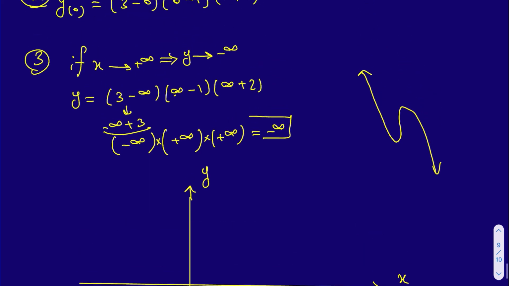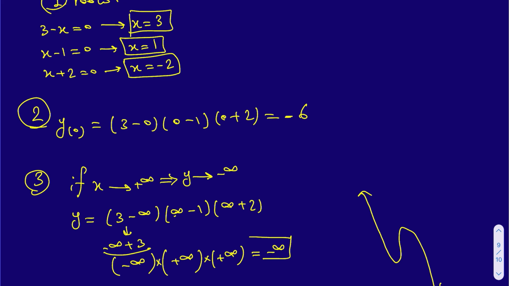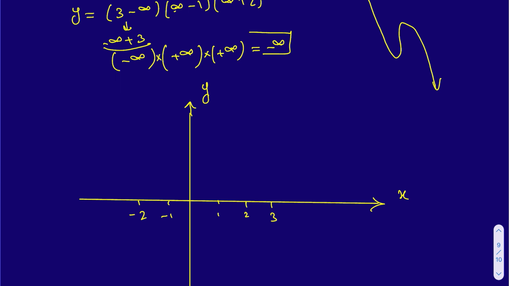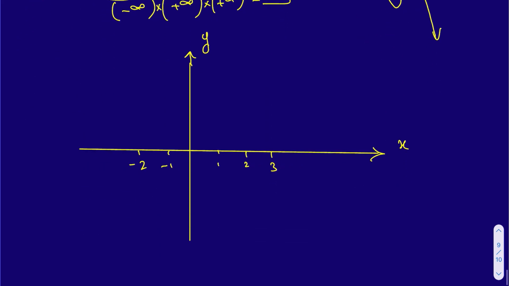So now I need to mark the roots. Roots are 3, 1, -2. So let me start with -2, 1, 2, and 3. Okay, and then we have also another point, which is -6, which is where this curve intercepts the y-axis. So here will be equal to -6.